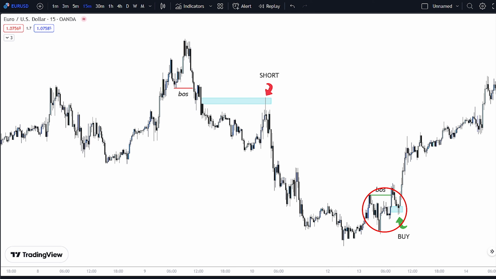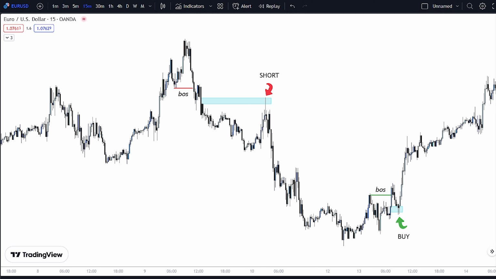Obviously, when a bullish break of market structure occurs at the end of a downtrend, it is an indication that prices are likely to rise. On the other hand, when there is a bearish break of structure following an uptrend, this may be indicative that prices will fall.